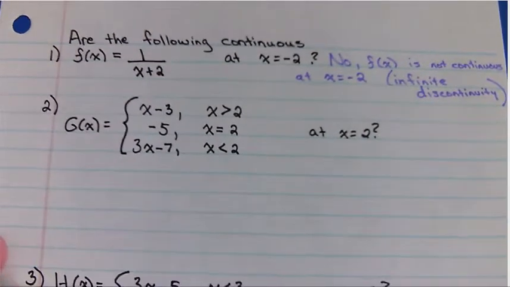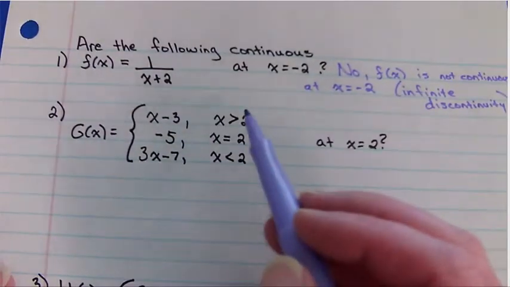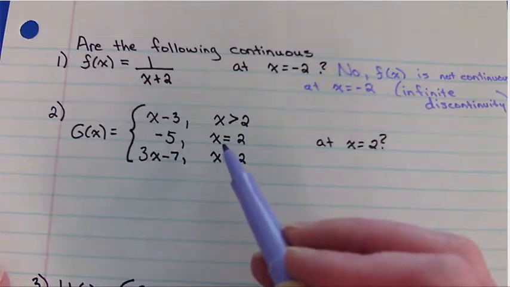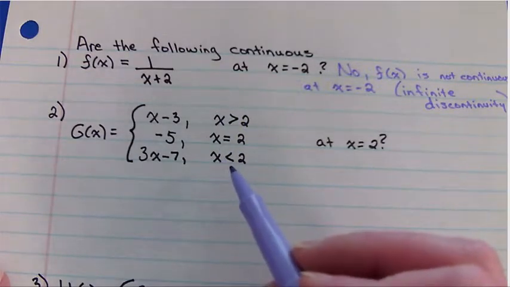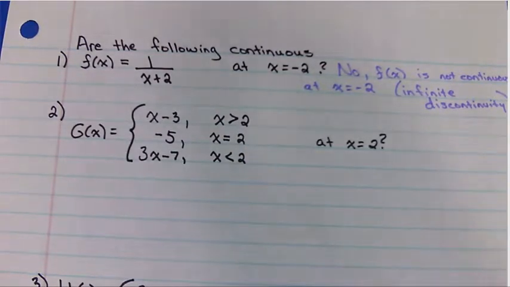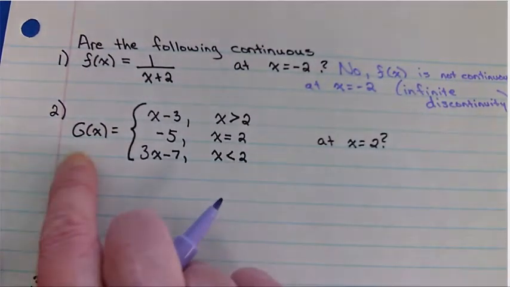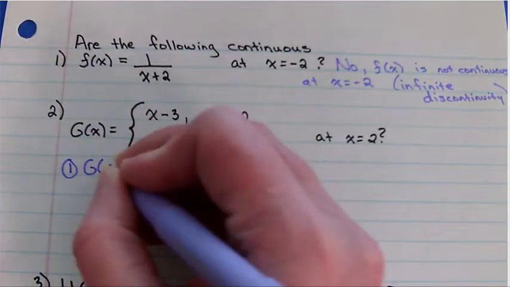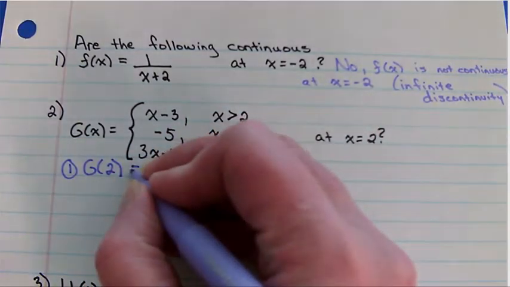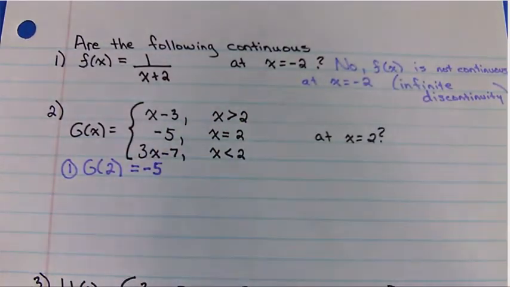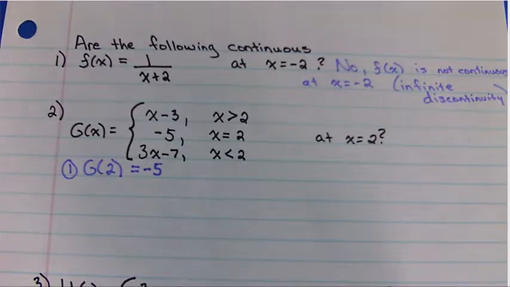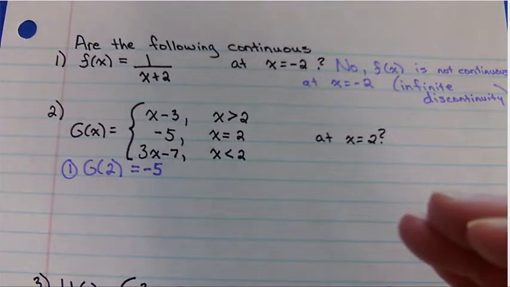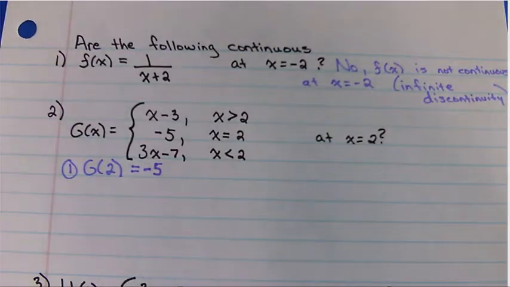So what about this next one? This is a piecewise function. We have the rule for when x is greater than 2, when x is equal to 2, and when x is less than 2. So let's go through the definition of continuity step by step. First of all, does f of a, or in this case g of a, exist? Well, g of 2, so when x is 2, I get negative 5. That's awesome. So step 1 works. Step 2 is the limit has to exist, so we have to check the limit from the left and the limit from the right.